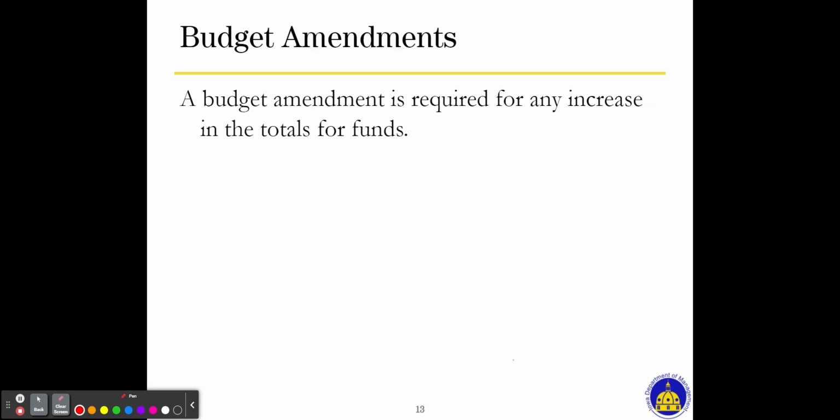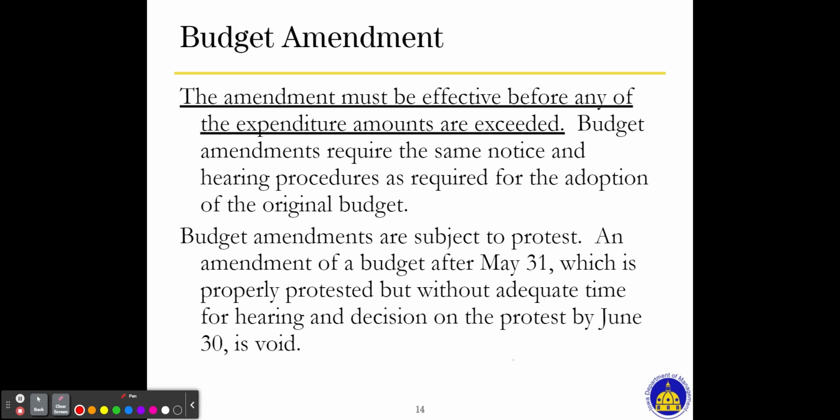A budget amendment is an important piece to keep in mind as you think about your budget process. You would amend, of course, your current year that you're in. So if you find during the year that you're operating in that you need an increase in the total expenditures, you would need to pursue a budget amendment. The amendment must be effective before the expenditure amounts are exceeded. So you amend the budget before you spend, essentially.